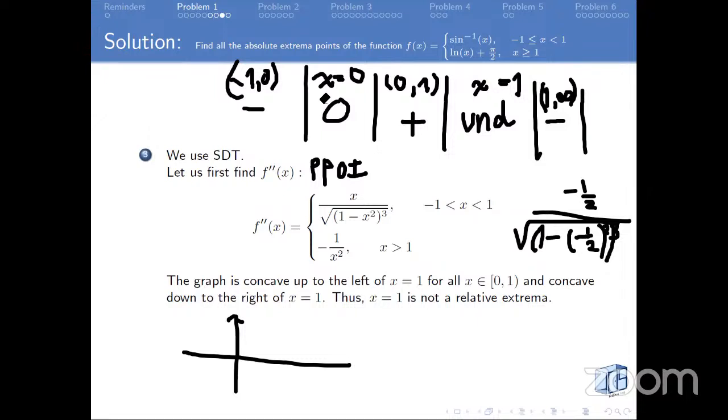So kung alam niyo yung graph ng inverse of sine x, ganyan yung itsura niya, 'di ba? Tapos yung graph naman ni ln of x plus pi over 2, magmumula siya dito. Magiging ito ang range kasi ng inverse sine of x natin from negative pi over 2 to pi over 2.